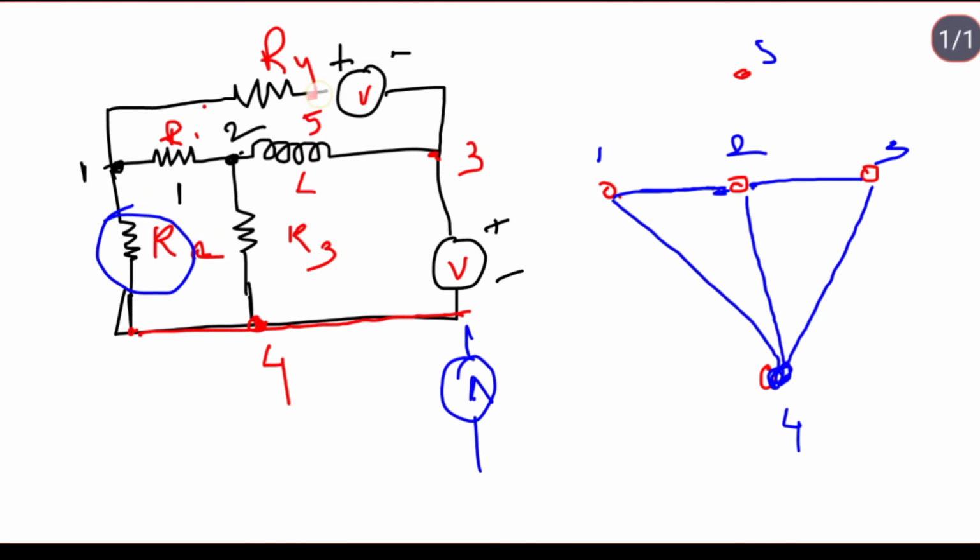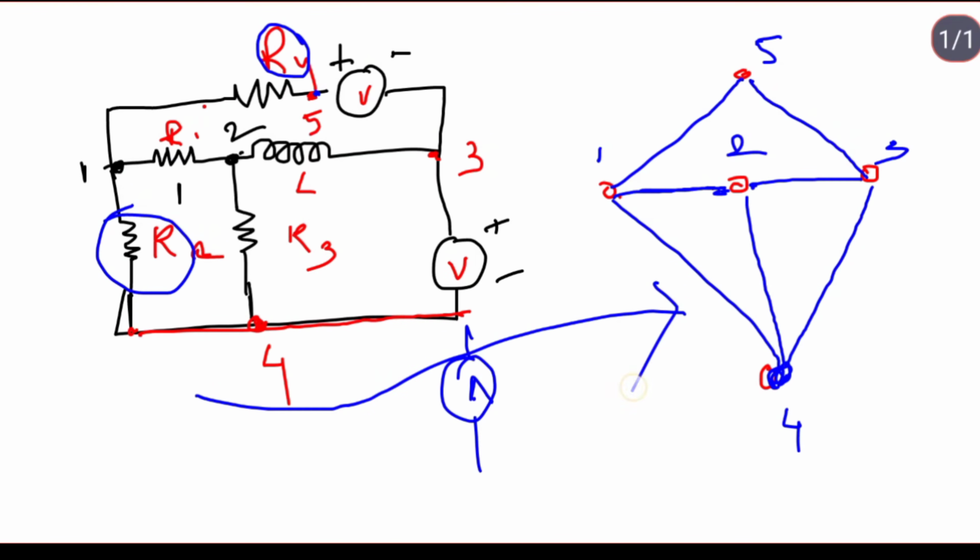And between 1 and 5 you can see R4 is connected. That means we have to draw a line. Between 5 and 3 a voltage source is there, that should be short circuited. This is the connected graph of the network. Here we are going to see various definitions of branch, node, degree of nodes, loops, and so on. Simply, we are converting a network into a graph.